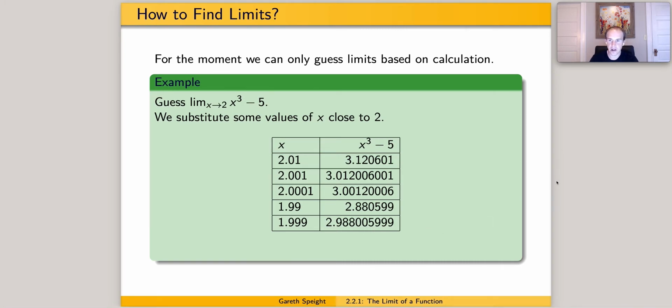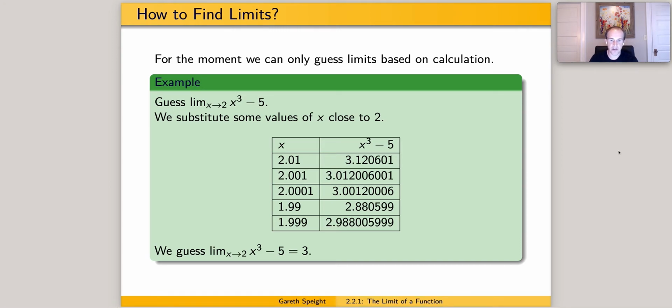But as we get closer and closer to 2, the function values are getting closer and closer to 3. So we would guess the limit to be equal to 3. Okay, and you might say, this is a very, very simple example, x cubed minus 5. Well, if I just plug in 2, I get 8 minus 5, I get 3. So in that example, plugging in x equals 2 just works to find the limit.